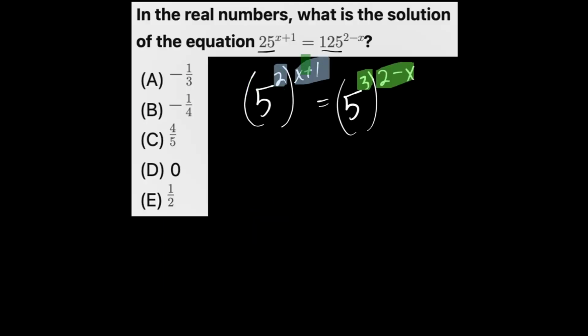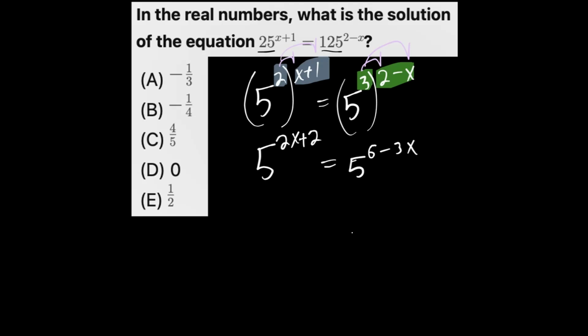Let's multiply 2 and x plus 1, which is distribution, by the way. So that'll be 2x plus 2. And for this one, 6 minus 3x. So we're distributing in both cases. 5 to the 2x plus 2 equals 5 to the 6 minus 3x.